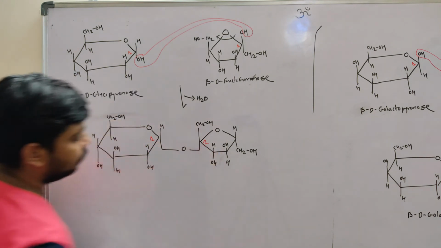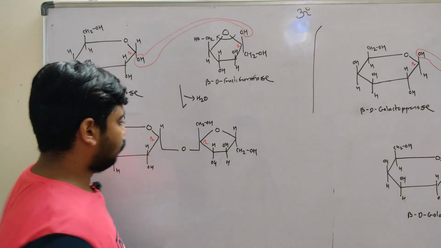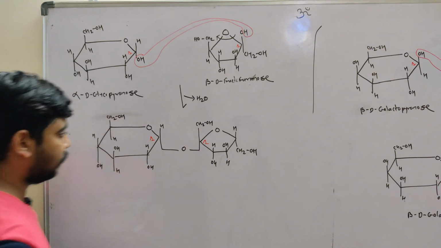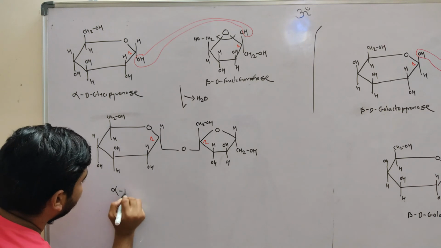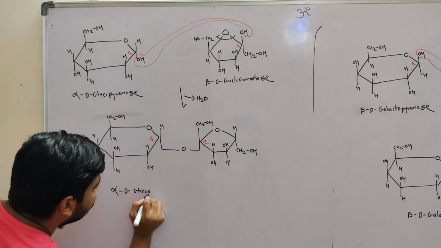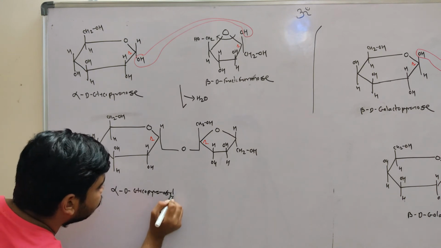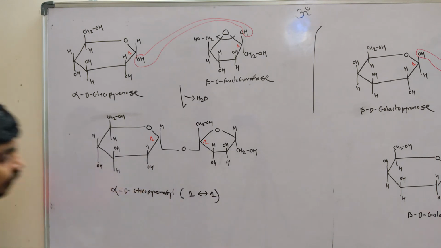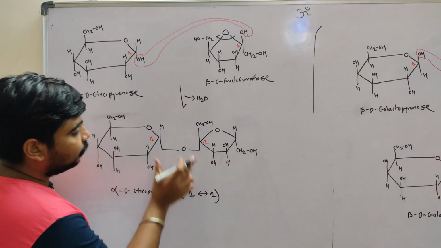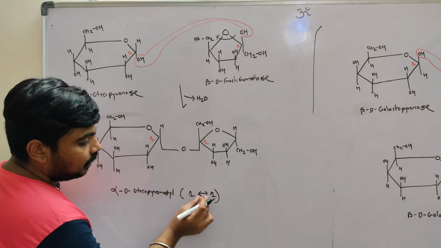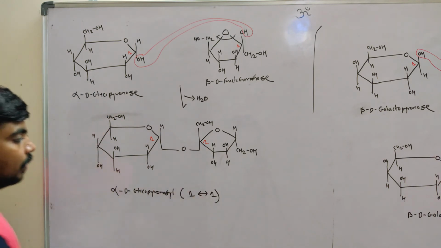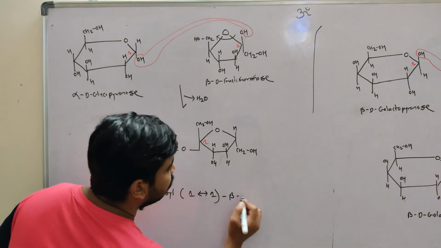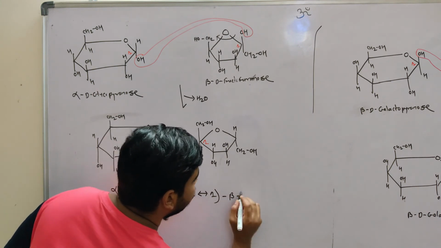This is how the glycosidic bond will be formed between the anomeric carbons of alpha D glucose and beta D fructose. In sucrose, both the anomeric carbons are involved in the formation of the glycosidic bond. So what will its name be? Its name will be alpha D glucopyranosyl (1↔2) beta D fructofuranoside. We give a double arrow because both the anomeric carbons are involved.